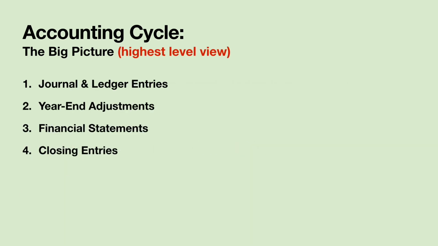In my mind, I would just say the accounting cycle is these four things. You make journal entries all the time, journal and ledger entries all year long. At the end of the year, you go through each of your accounts, you make them perfect, and then you do financial statements, and you close the temporary accounts. The temporary accounts are revenues, expenses, and dividends. And then you start the process over again, because that's what a cycle is. It just repeats.